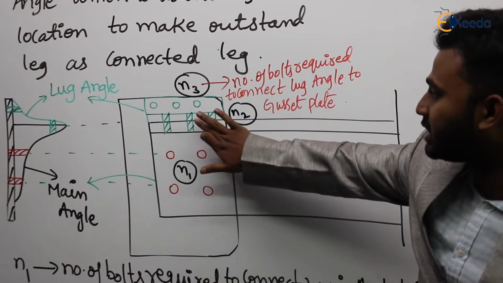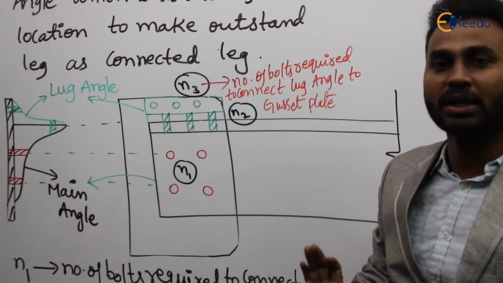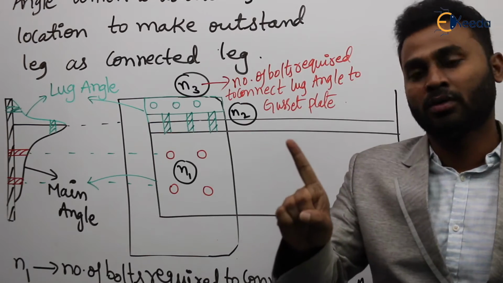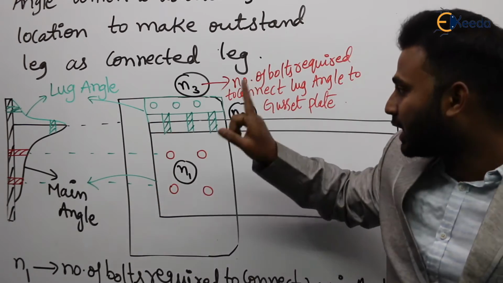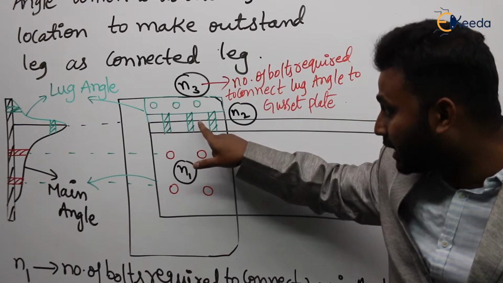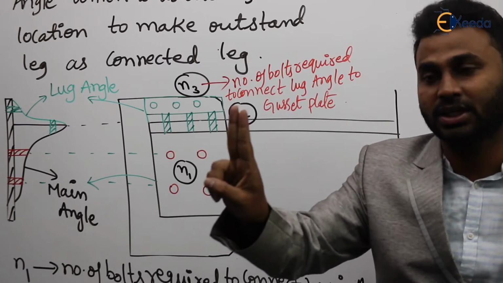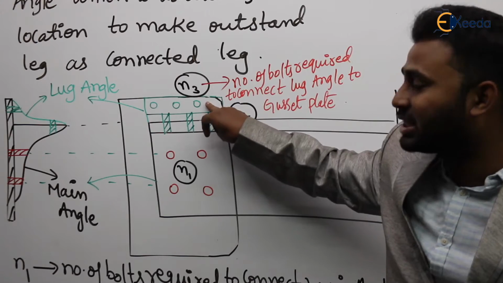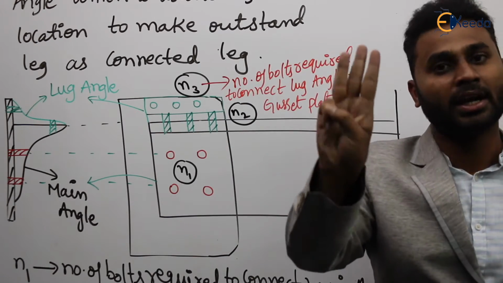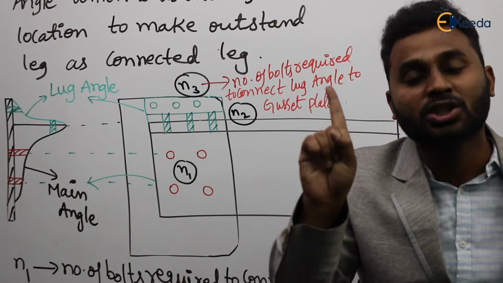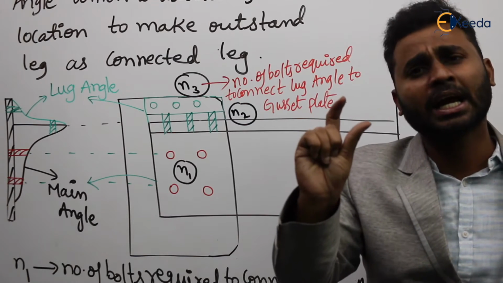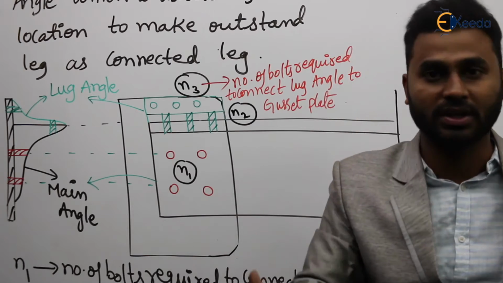This is one connection, this is one connection, this is one connection. So what are the connections? Bolts for connecting the main angle to the gusset plate, that is one connection. For connecting the lug angle to the main angle, that is another connection. And for connecting the lug angle to the gusset plate, that is another connection. Three connections are there. Among all these connections, the connection connecting the lug angle to the main angle should start in advance. Agree?